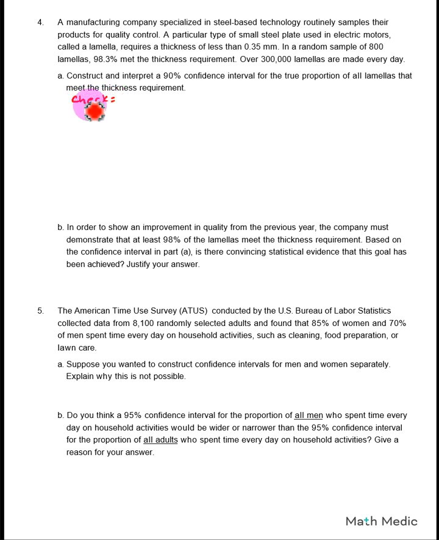Check. I'm sorry, no, I'm already stepping ahead. So we're going to start with choose. We'll do 1-sample, 1-prop, Z interval. And for p equals this, the true proportion of all lamellas that meet the thickness requirement. You cannot draw an arrow to the words. You're going to have to actually write them.